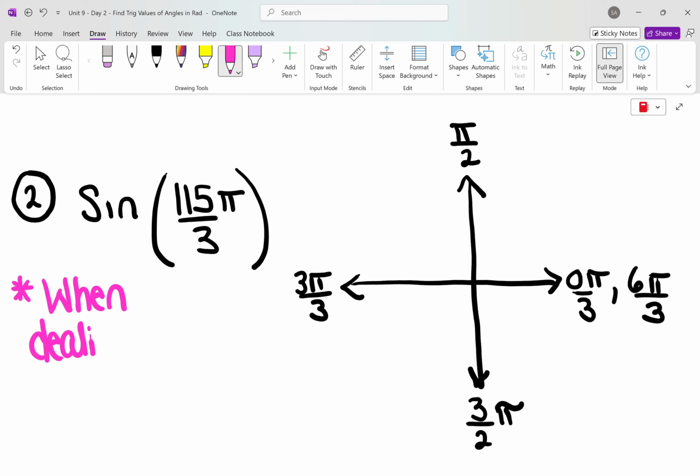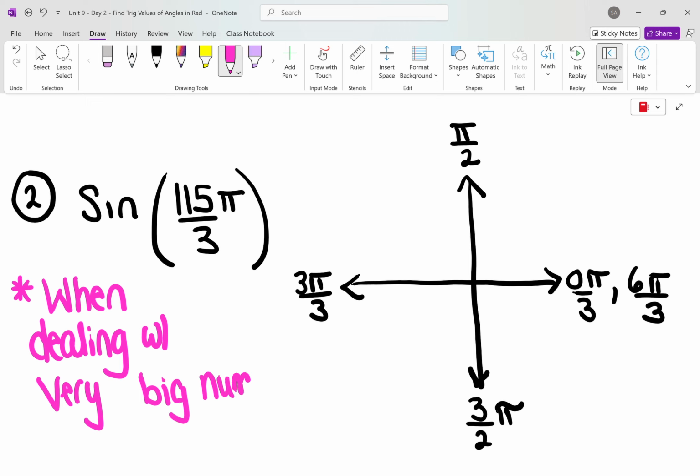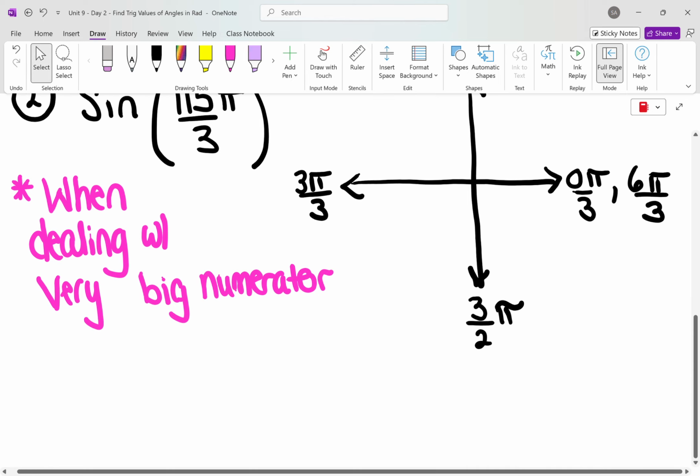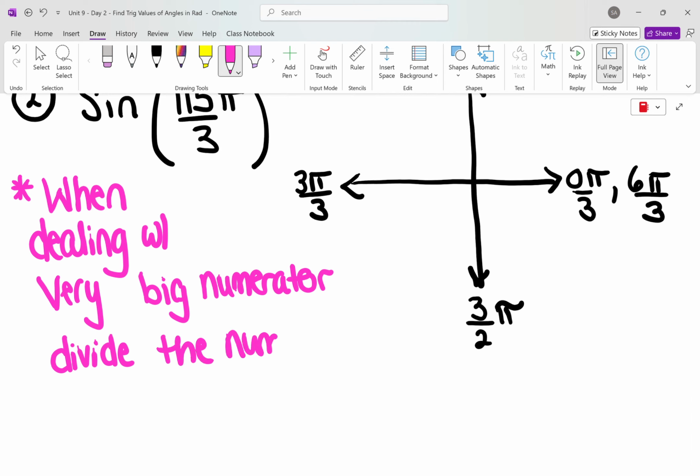When dealing with a very big numerator, divide the numerator by twice the denominator.